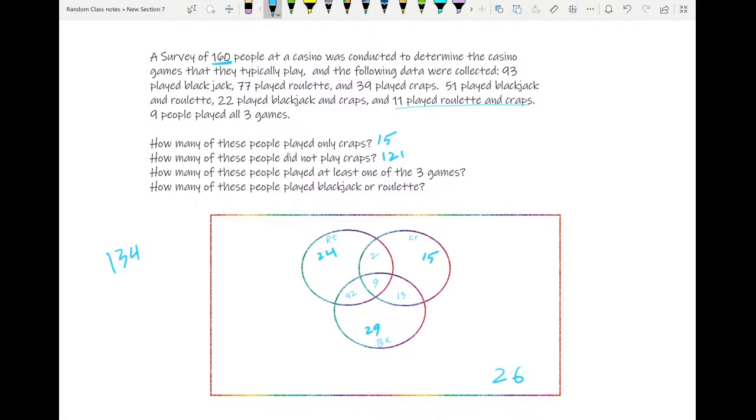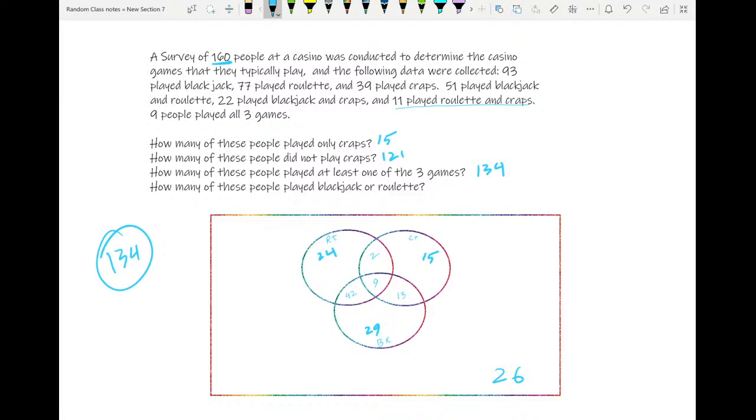How many of these people played at least one of the 3 games? So now we're looking at all these numbers. They could play multiple games, but we're talking about at least played all those games. And I already got the number right over here, 134.